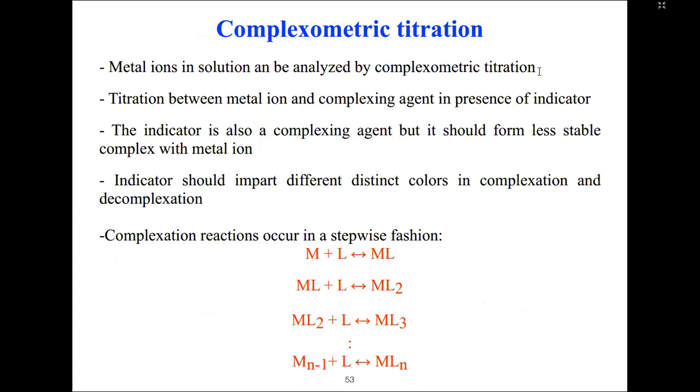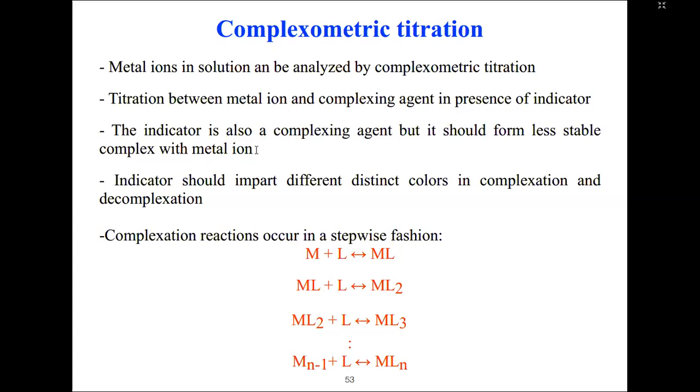So complexometric titration is a type of titration which can be used to analyze metal ions for quantitative or qualitative purposes. This is the titration between the metal ion and the complexing agent in the presence of an indicator. The indicator is also a complexing agent, but it forms a less stable complex with the metal ion.